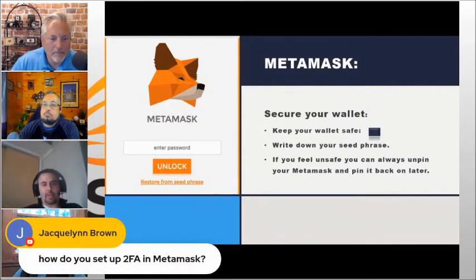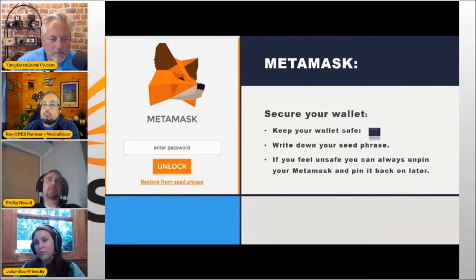How do you set up 2FA in MetaMask? Let me see here. They don't quite have 2FA yet. They have the message one. I don't think they have 2FA in MetaMask. No, they don't. So that's why I go with an encrypted password that's even bigger.